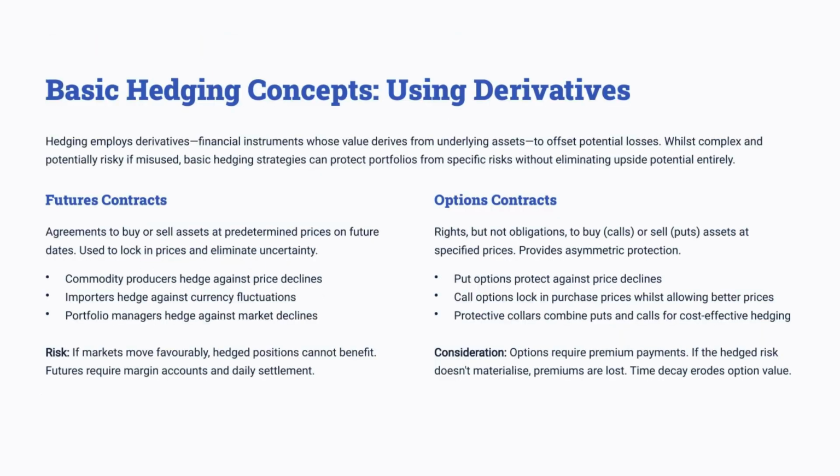Hedging uses derivatives to mitigate potential losses. Futures contracts lock in prices, aiding commodity producers and importers. Options contracts offer rights to buy or sell, providing asymmetric protection. Put options guard against declines, while call options secure purchase prices. Protective collars combine both for cost-effective hedging. Note: futures need margin accounts, and options involve premium costs and time decay.